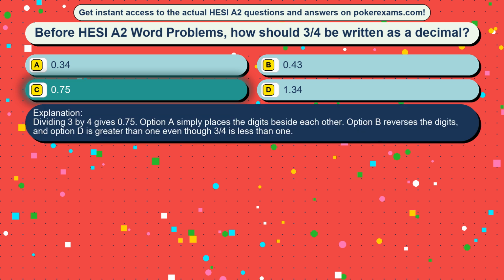Dividing 3 by 4 gives 0.75. Option A simply places the digits beside each other. Option B reverses the digits, and option D is greater than 1 even though 3/4 is less than 1.